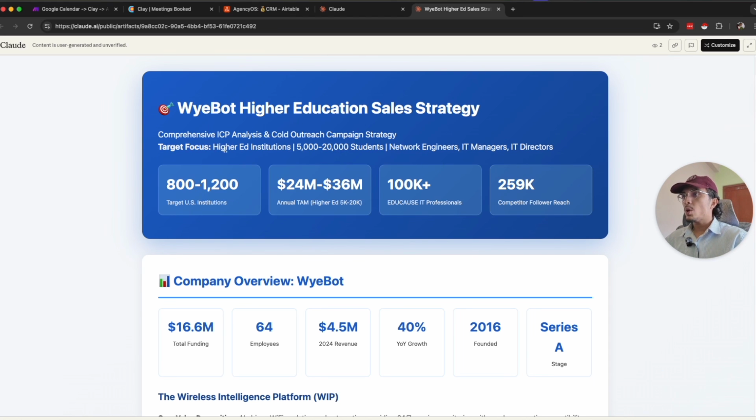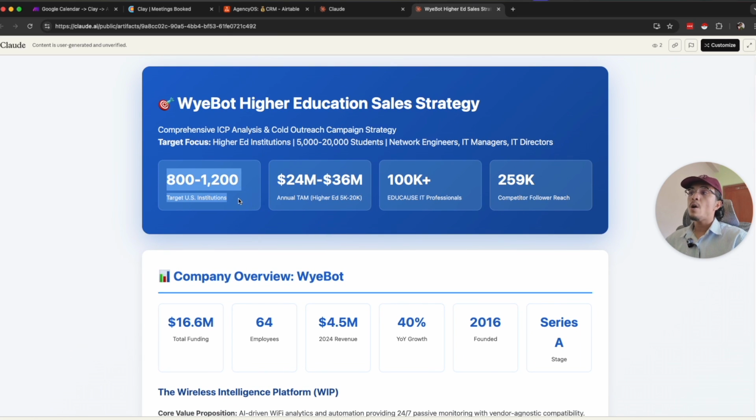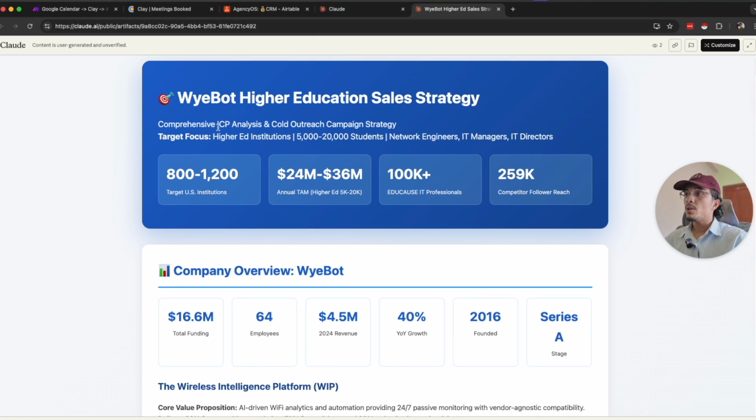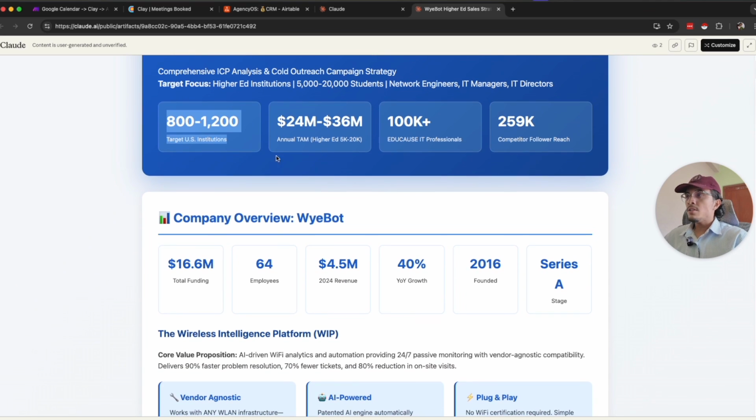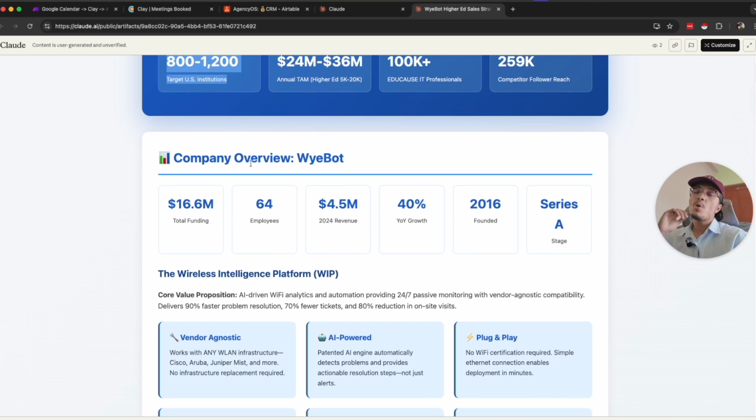So it talks about who their target market is and everything like that, and it also tries to find out how many of these people are in their target market. So for this example, it's a very niche company, right? They are targeting higher ed institutions with 5,000 to 20,000 students, and it gives us a rough estimation of how many of these institutions we could reach out to in the US. And these are big companies, so it's only showing like 800 to 1200, but we could reach out to so many people at these institutions.